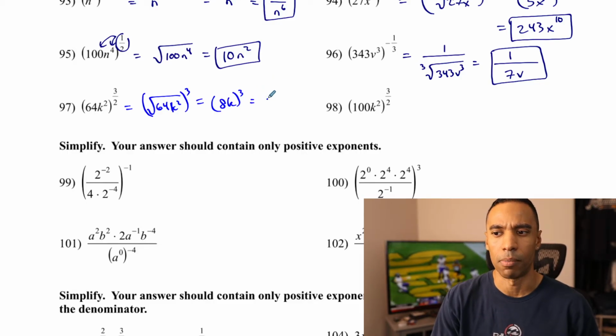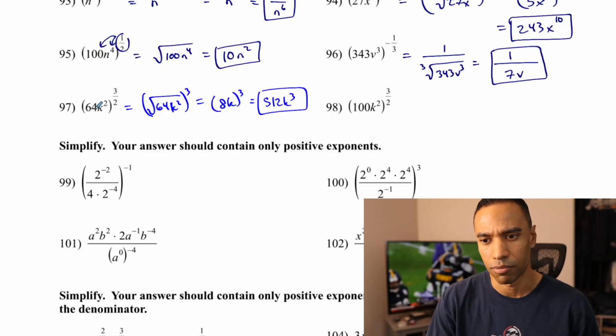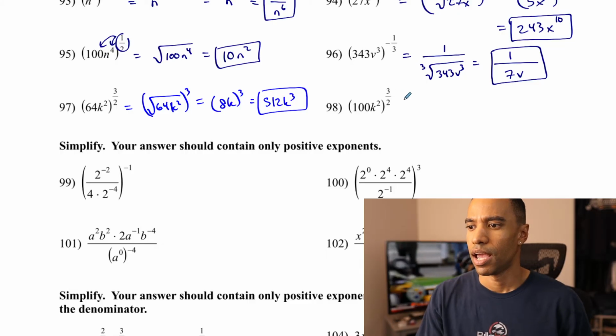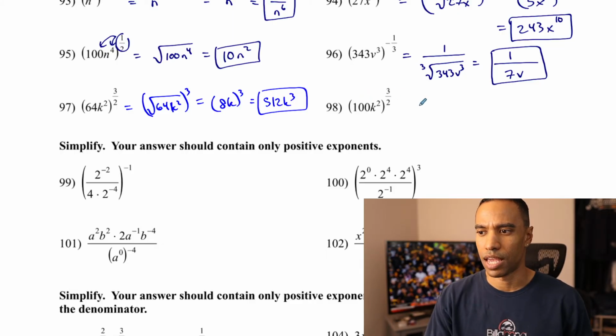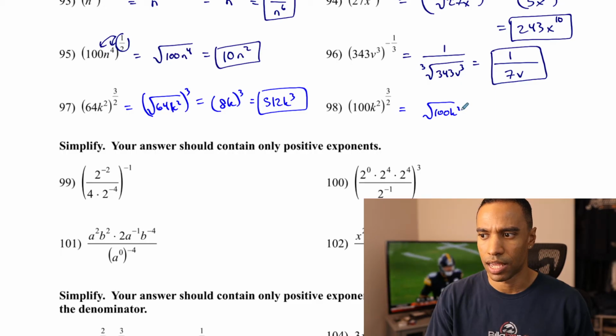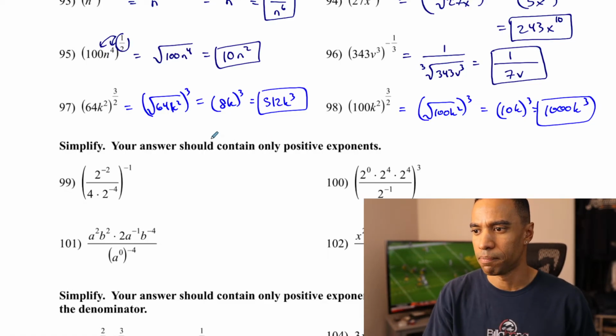Sorry if it's the wrong number. I believe it's 512. And then k cubed is exactly that. Let me make sure I did all that right. Square root of, and then cubed. Yes. And then 100k squared to the 3/2 power is the square root of 100k squared and being cubed, which is 10k cubed, which is 1000k cubed, like that. That is a 1000. Sorry about the kind of look on that.